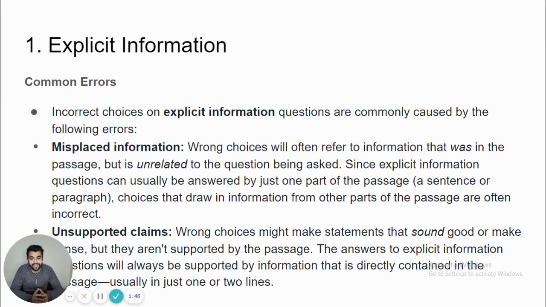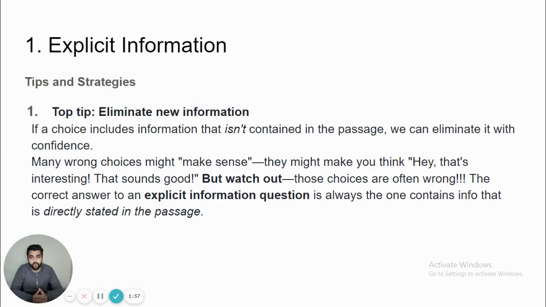So you have to make sure that A, the answer is in the passage, and B, that the answer is relevant to the question that is asked, right? What's the tip? The tip is to eliminate new information. As soon as you realize that one of the answer choices contains some information that is not included in the passage, just cut it out, right? Don't even think about it.